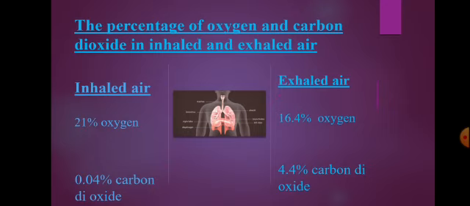So we read the passage, page number 111 to page number 115. The last slide shows the percentage of oxygen and carbon dioxide in inhaled and exhaled air. I already explained the previous one. Inhaled air contains 21% of oxygen and 0.04% of carbon dioxide. Exhaled air contains 16.4% of oxygen and 4.4% of carbon dioxide. You see the variation.